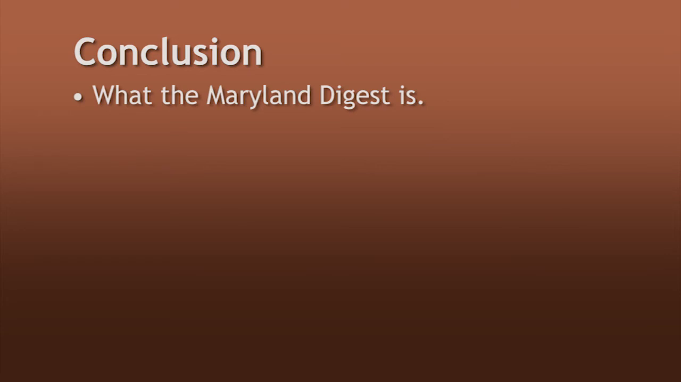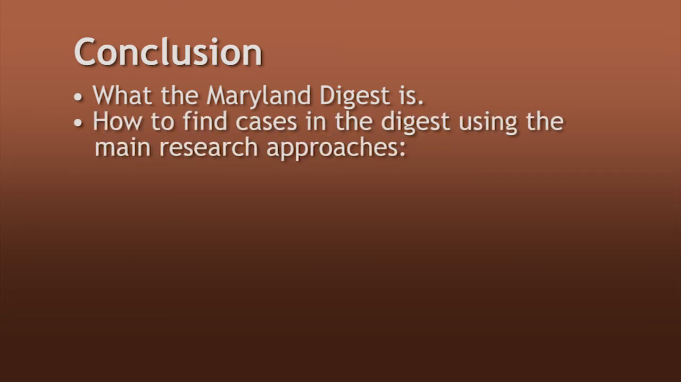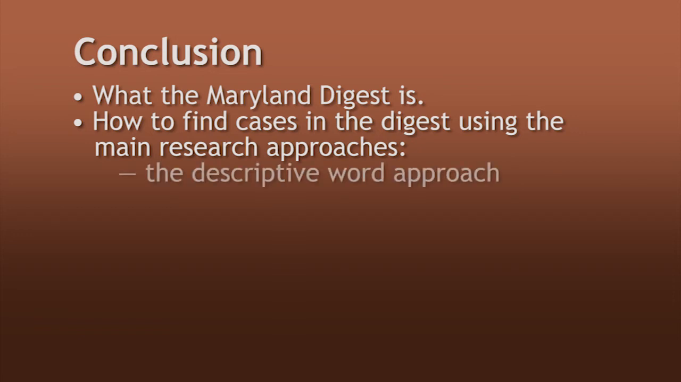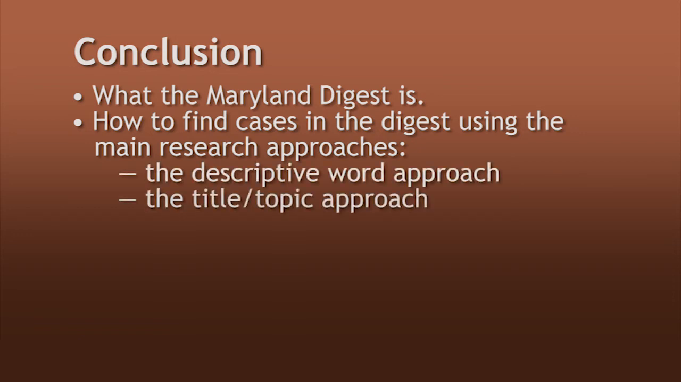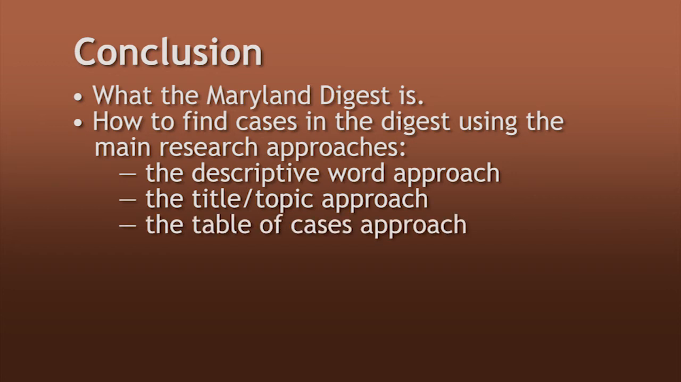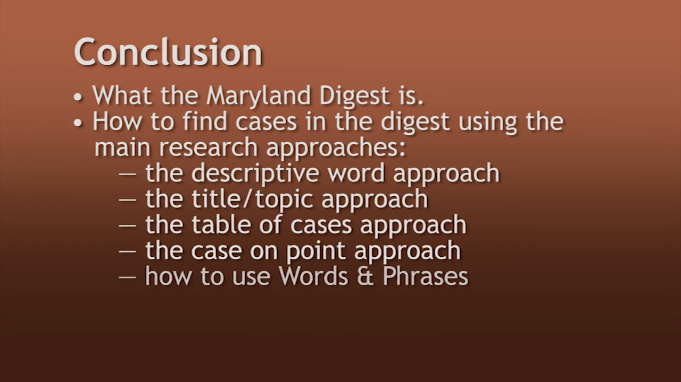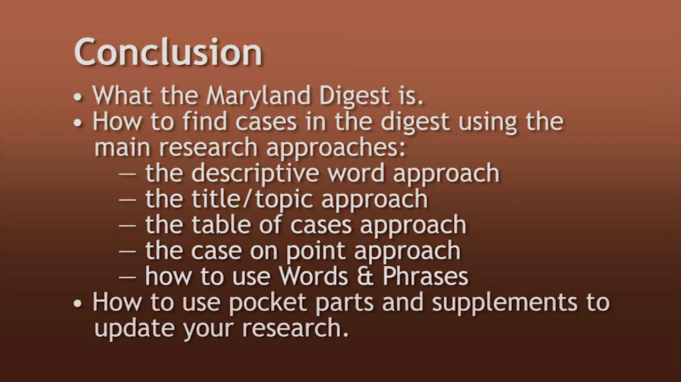In this video, we have covered what the Maryland Digest is, how to find cases in the digest using the main research approaches, the descriptive word approach, the title topic approach, the table of cases approach, and the case on point approach, and how to use words and phrases. Finally, we reviewed how to use pocket parts and supplements to update your research. Now that you have learned how to use the Maryland Digest, hopefully you will find this collection a useful tool in researching Maryland cases.